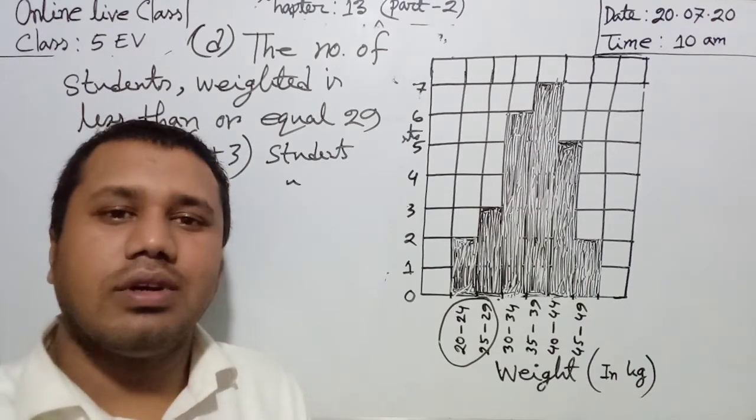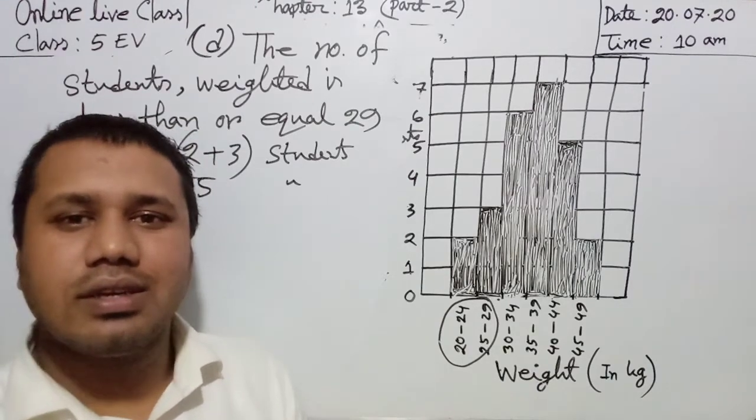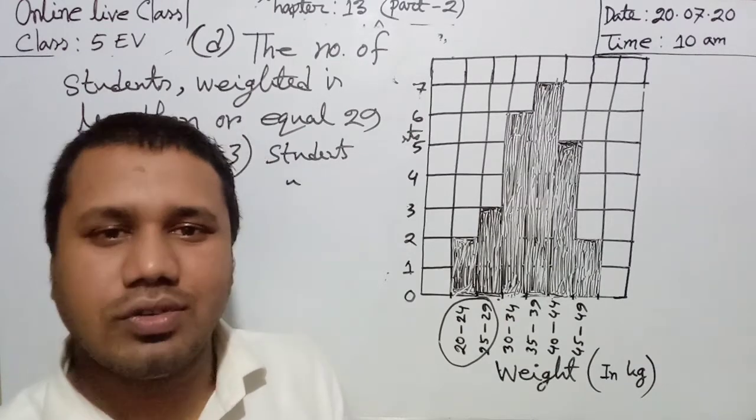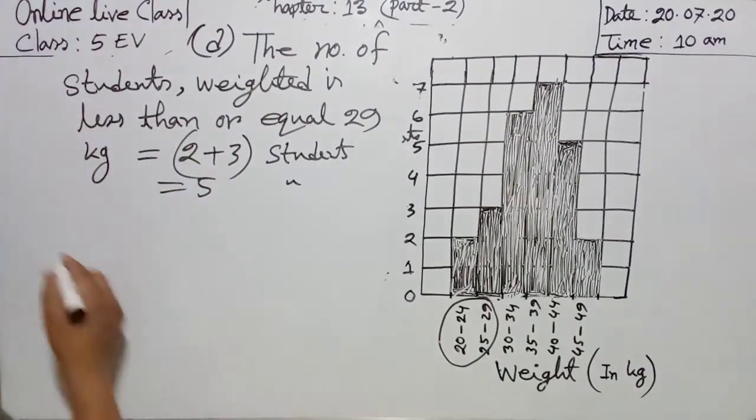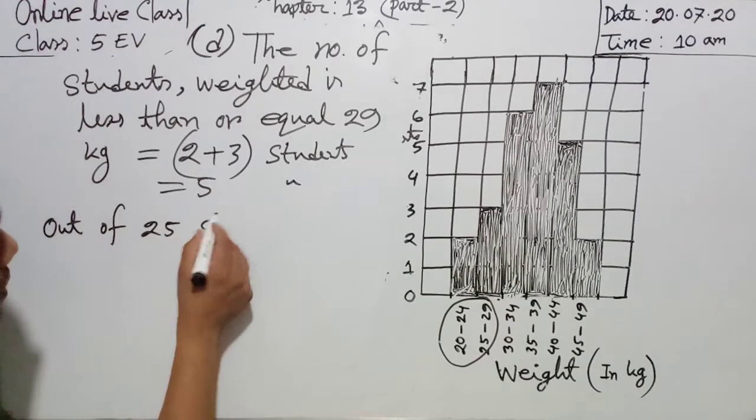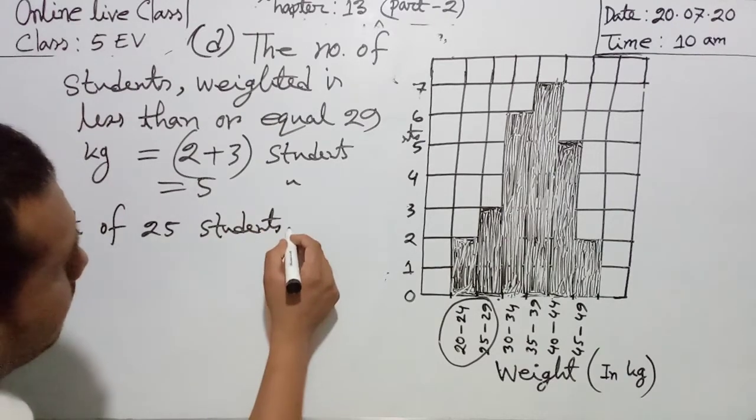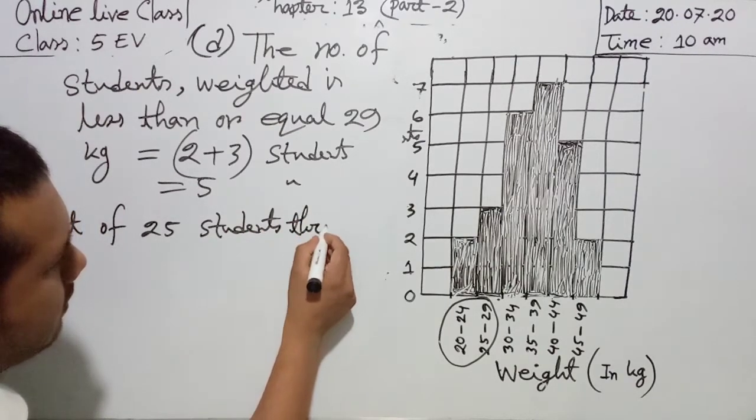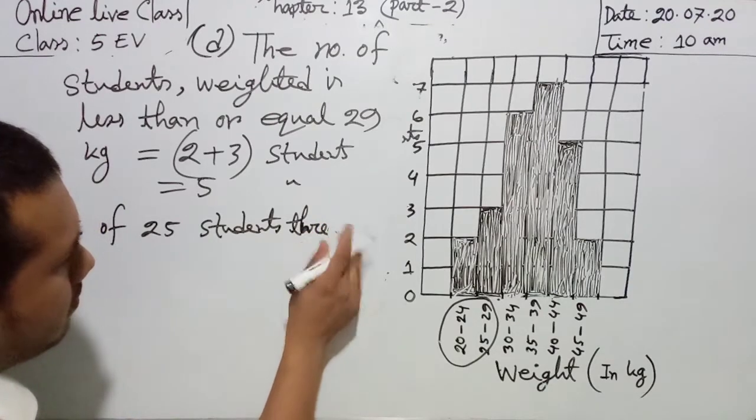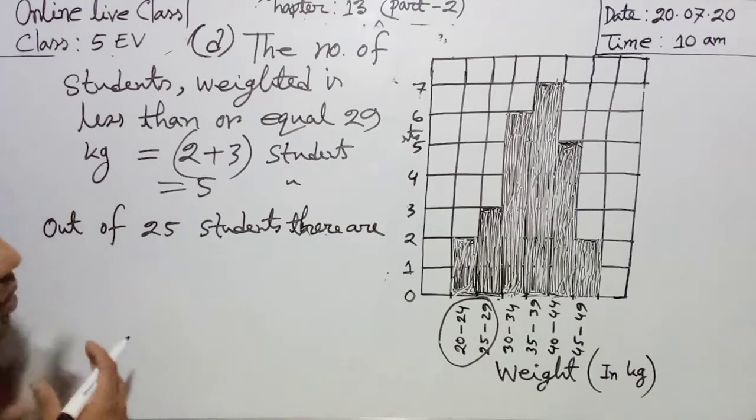Now we know there are 25 students. So out of 25 students in the class, there are 5 students. So out of 100, percentage means out of 100. Similar to problem number C. Now write, out of 25 students, we can write there are how many students?